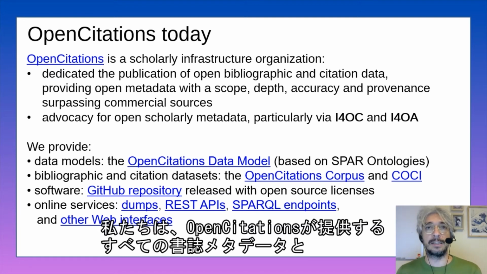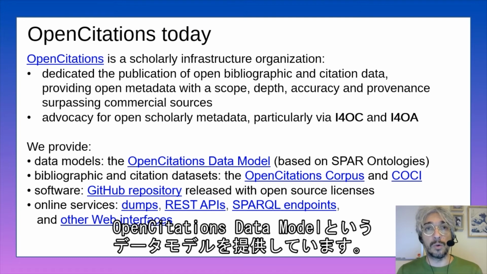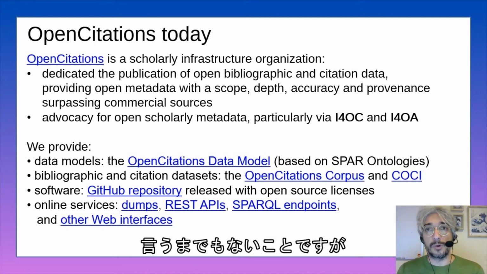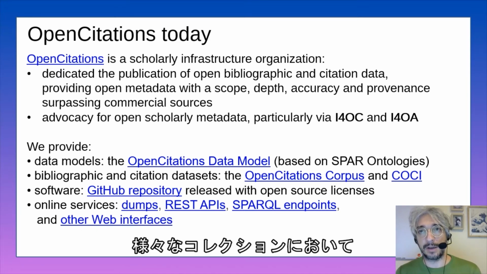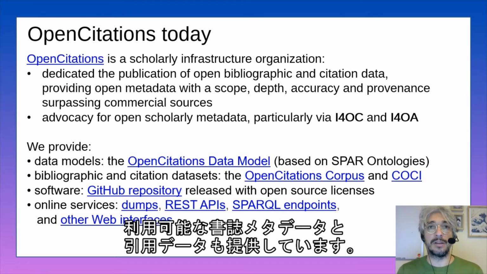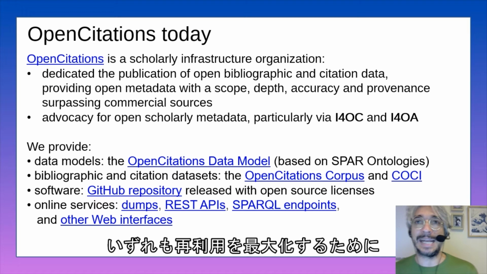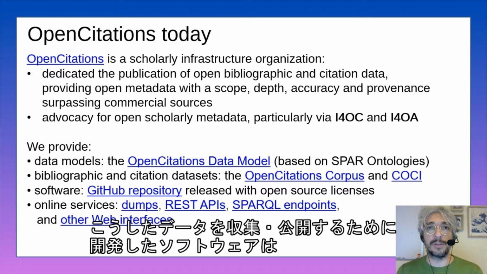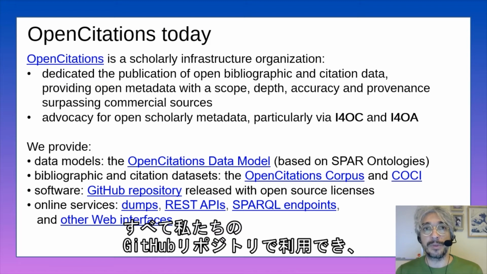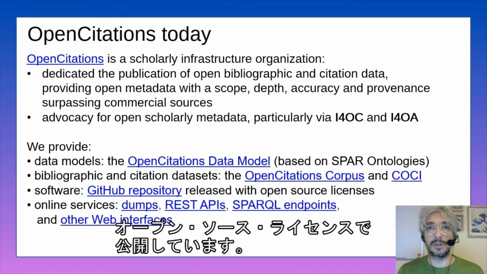We do provide data models, in particular the OpenCitations Data Model that we use to describe all the bibliographic metadata and citation data OpenCitations provide. Of course, we also provide bibliographic and citation data all released using the CC0 waiver to maximize their reuse. And these data are available in different collections, including the OpenCitations Indexes that currently are our main collection. All the software we developed to gather and expose this data is available in our GitHub repository and released with open source licenses to enable anyone maximum reuse.